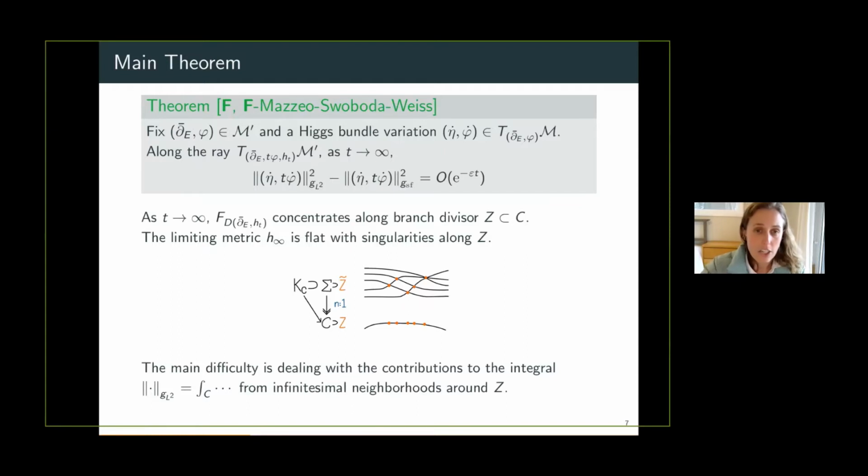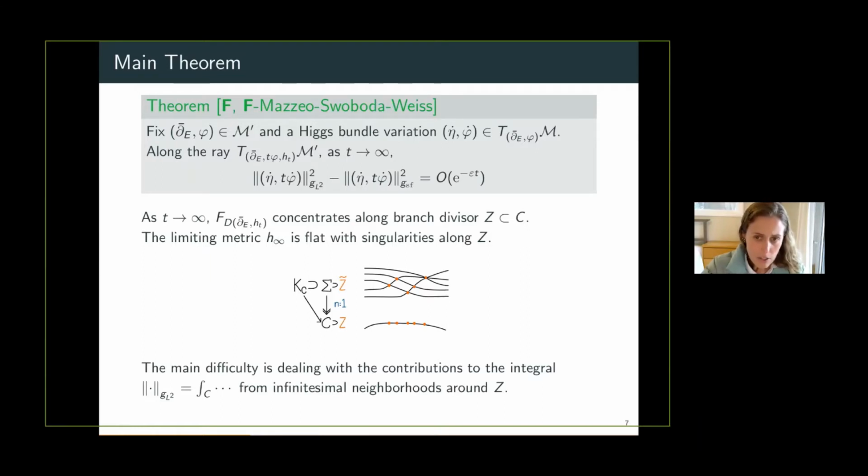So this is the conjecture: if you fix a Higgs bundle in the regular locus away from the singular fibers, and then you fix a Higgs bundle variation, which I'll denote this way, eta dot and phi dot, then if you go along this ray going out into the Hitchin moduli space to infinity, and you measure these two deformations with respect to the L2 metric and the semi-flat metric, the difference of these is exponentially decaying in t. So that's what we proved.